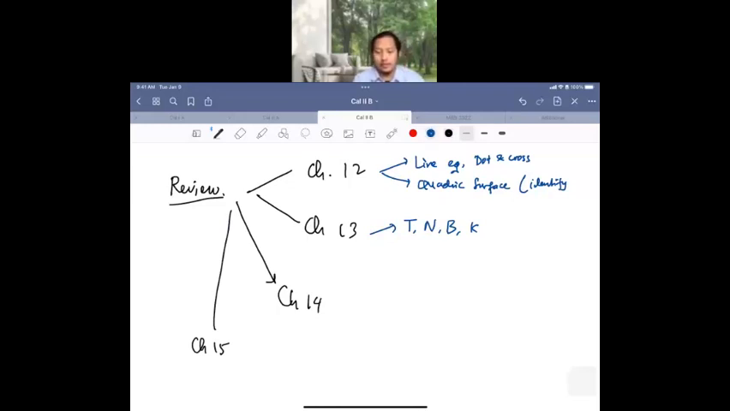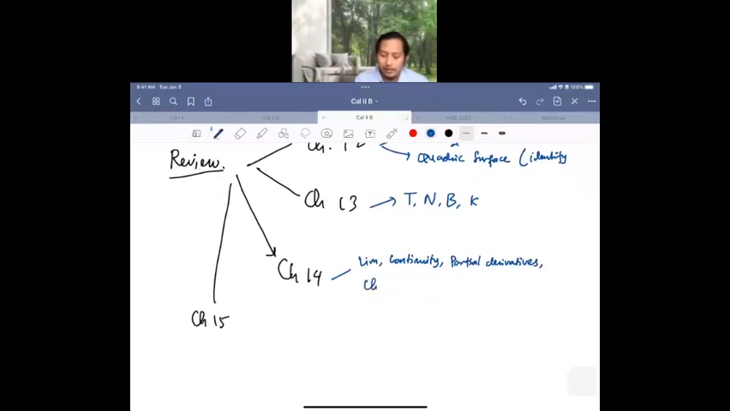So chapter 14 could be on limit, continuity, the partial derivatives, the chain rule, the directional derivatives. And please remember that when we have the limit and continuity, you need to connect this concept to partial derivative and directional derivative because they are basically built on the limit and continuity. Okay.